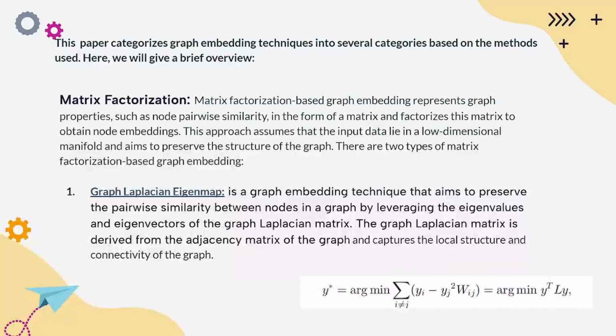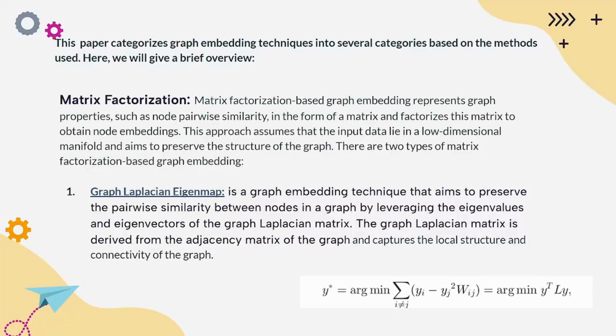Matrix factorization based graph embedding represents the graph properties, such as node pairwise similarity, in the form of a matrix and factorizes this matrix to obtain node embeddings. This approach assumes that input data lie in a low dimensional manifold and aims to preserve the structure of the graph. We have two types of matrix factorization based graph embedding.